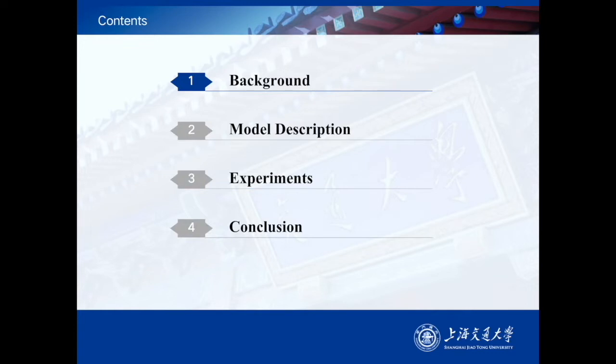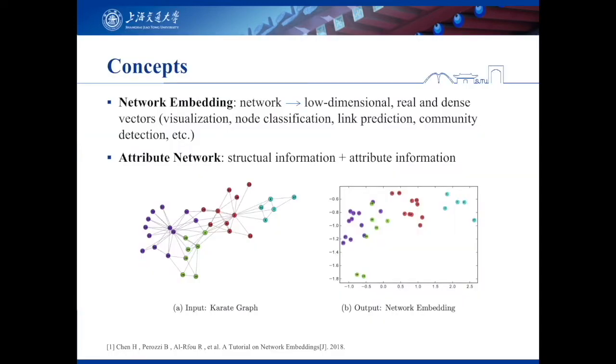The first part is background. Network embedding aims to represent the nodes in the network as low-dimensional, real, and dense vectors, which restore the original relationship between nodes in a more efficient way. The node representation can be applied to many common applications, such as visualization, node classification, link prediction, or community detection.